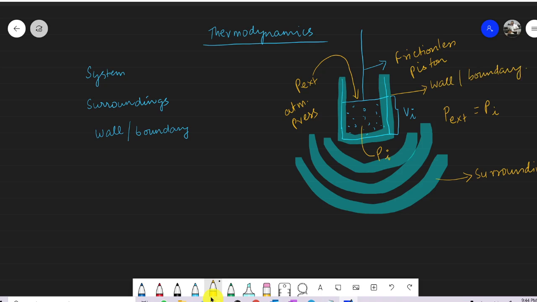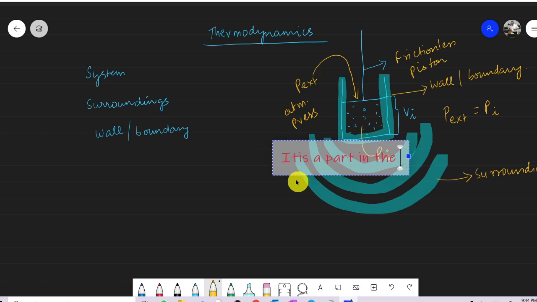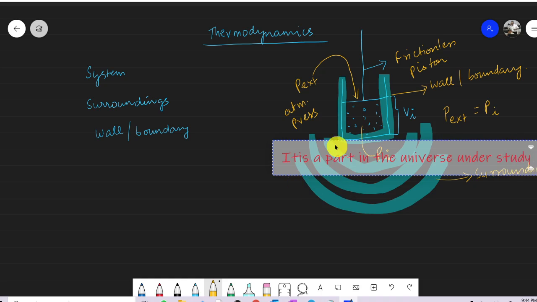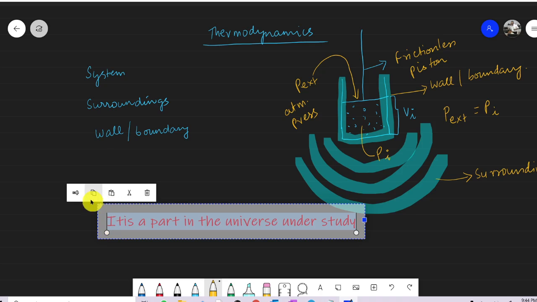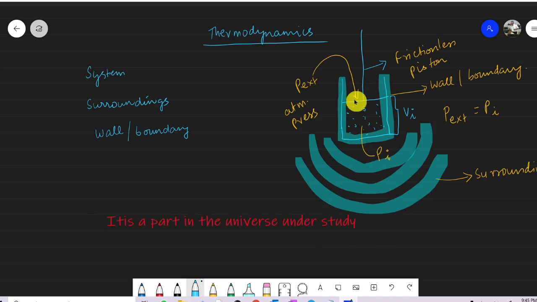By definition, when we say a system, it's a very broad aspect that we are trying to describe. We say that it is a part of the universe under study. So when we say that it is a system, it is the area that we are studying, taken as a part of the universe.